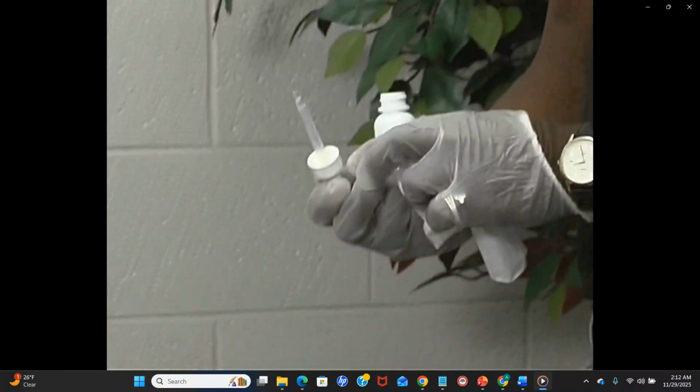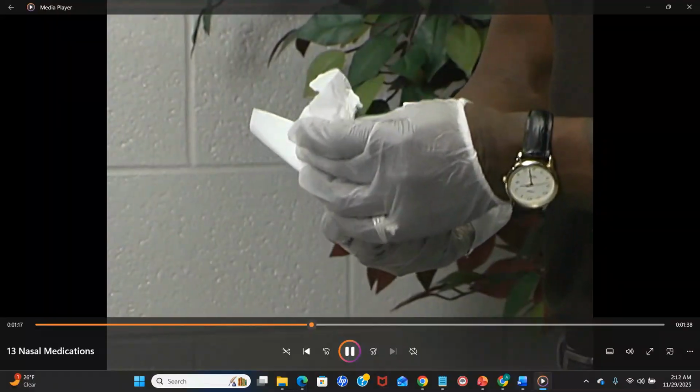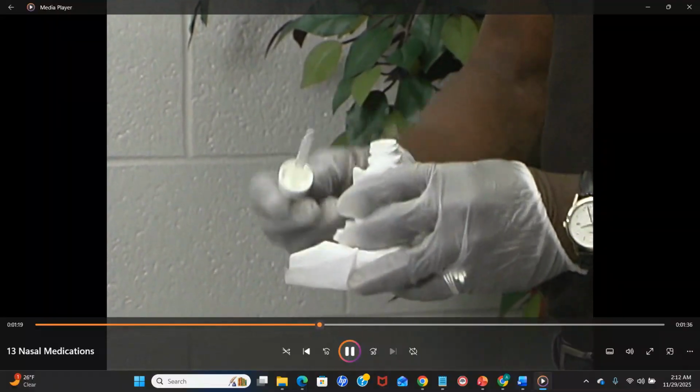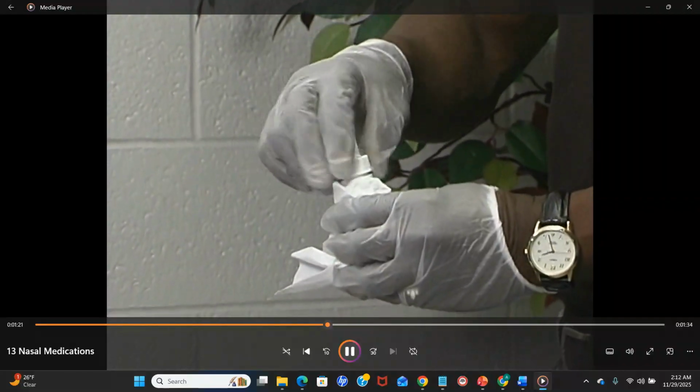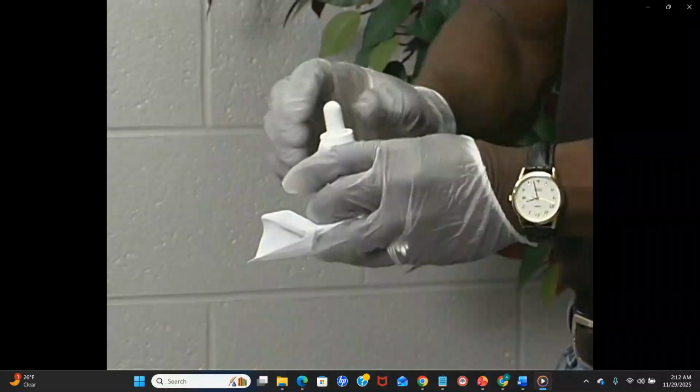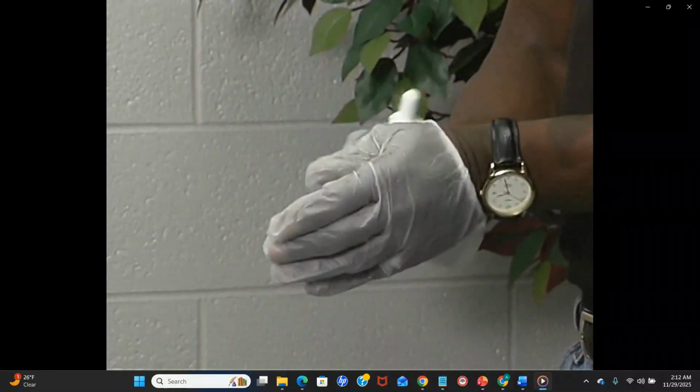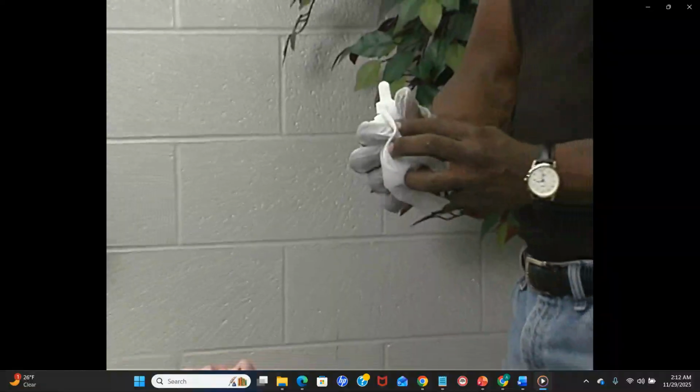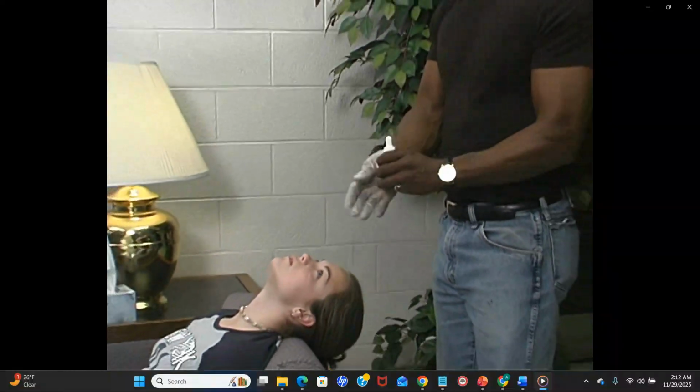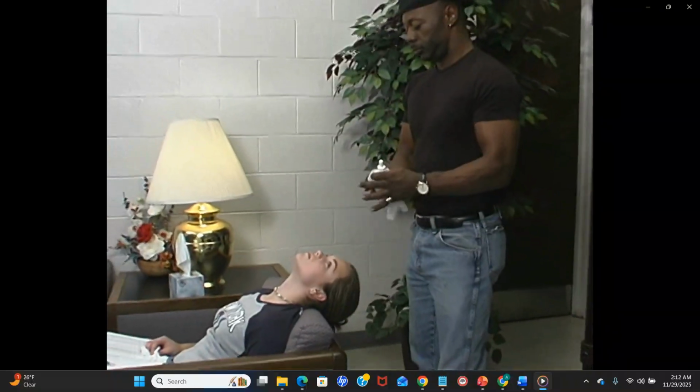Because the client has breathed on the dropper, it is important to wipe it off with a tissue prior to returning it to the bottle. Once used, this bottle of nose drops can only be used by the same client. When you are finished, remove your gloves and wash your hands.